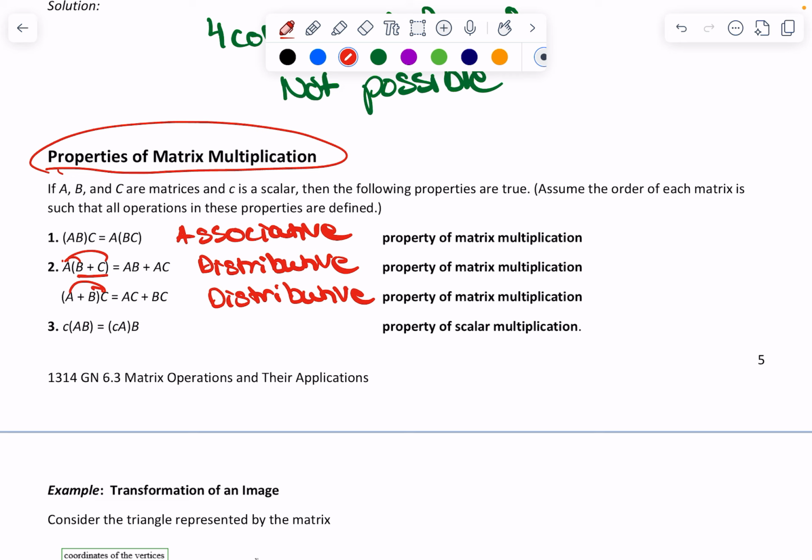Okay, next one, we have a scalar multiplication. So we have a c. On the left, we're first multiplying the matrices and then multiplying it by c. On the right, we're first multiplying matrix A by c and then multiplying by matrix B. Again, it can be either one. And this is the associative property of scalar multiplication.